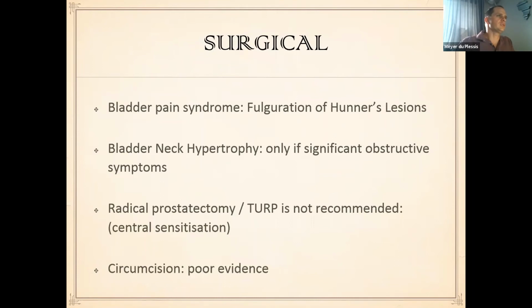Surgical treatment is very limited. In case of bladder pain syndrome, you can fulgurate Hunner ulcers. In case of bladder neck atrophy, but only in those with significant symptoms, you can do a bladder neck incision. Please note that this is not for all patients. And then radical prostatectomy or TURP, very important, is not recommended due to the central sensitization. I think if you do understand the pain condition and that patients get allodynia and hyperalgesia, it would make sense that it would not necessarily help to remove the organ.